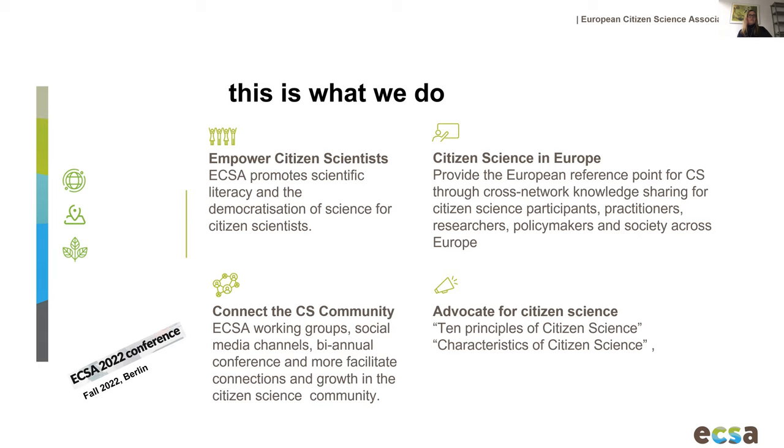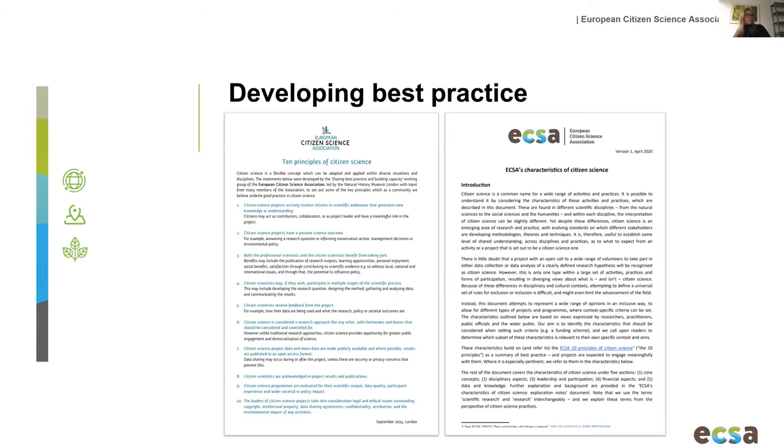Two of the very important documents are the 10 principles of citizen science and the characteristics of citizen science. If we go to the next slide, there's a small image of how they look. They have been cited and used and reused in many contexts, also in policy contexts, for example, where funding programs that fund citizen science activities base their evaluation criteria on these two documents. And they have been taken up by national platforms and national initiatives as well as internationally. There has been a lot of exchange, for example, with our colleagues in other parts of the world on these aspects.